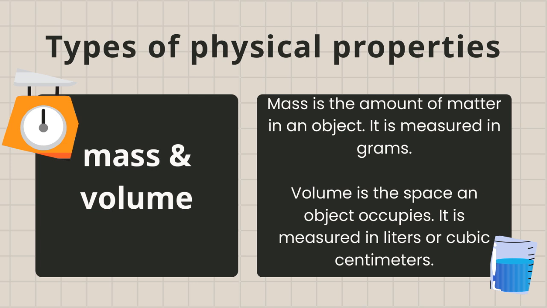Now, moving on to volume, this is all about the space an object takes up. It's like how much room an object occupies in three-dimensional space. We usually measure volume in liters or cubic centimeters, depending on the size of the object. Both mass and volume are fundamental in understanding the physical characteristics of objects, and they're essential for comparing different materials or objects in science and everyday life.